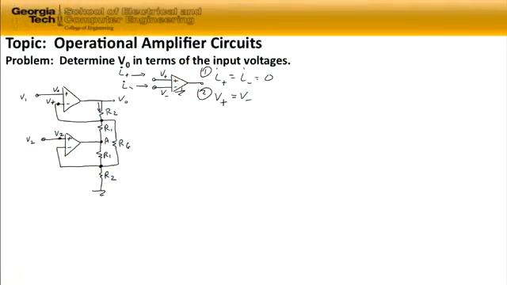The topic of this problem is operational amplifier circuits. And the problem is to determine Vout in terms of the input voltages. In this circuit we have two op-amps, an upper and lower op-amp.